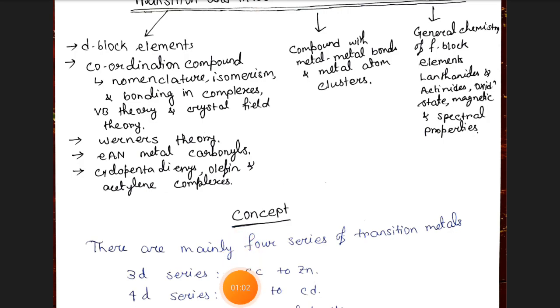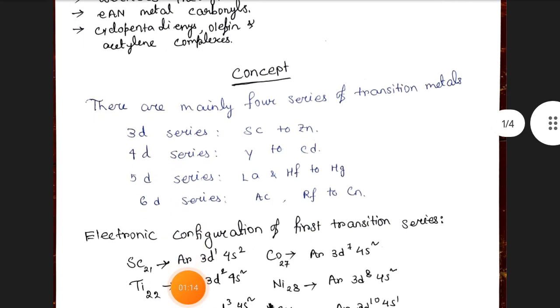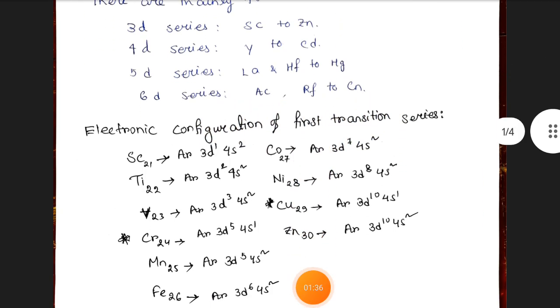So basically the concepts are there. At first we have to know there are mainly four series of transition metals. The first one is 3d, then 4d, then 5d, then 6d. The 3d series consists of scandium to zinc, next 4d is yttrium to cadmium. Okay, next 5d is lanthanum and hafnium to Hg, then the 6d series, that is actinium, Rf to Cn.